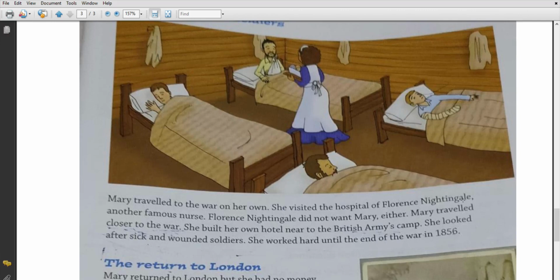Okay, so what did she do during the war? Please answer this question. In 1884, she traveled closer to the war. She built her own hotel, and she looked after sick and wounded soldiers.